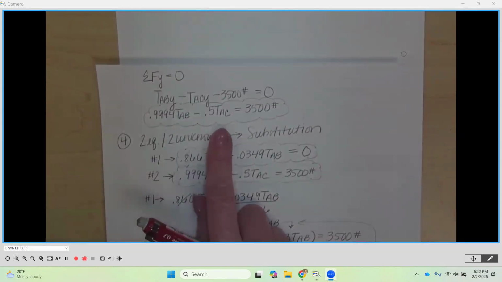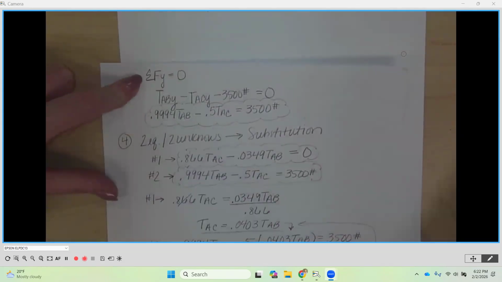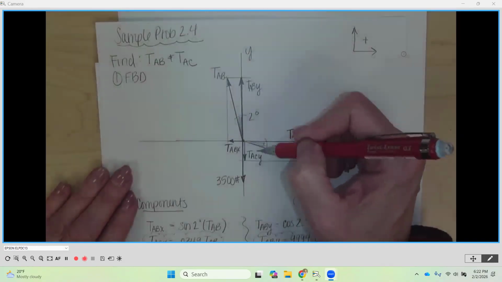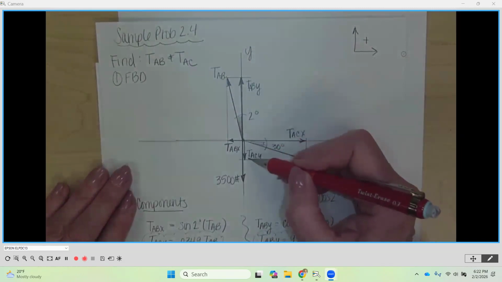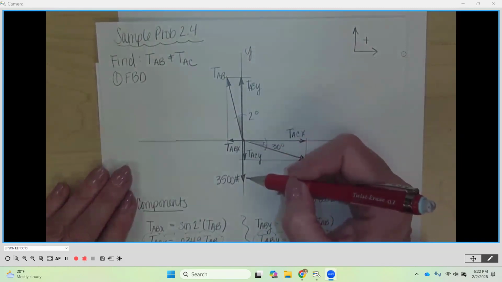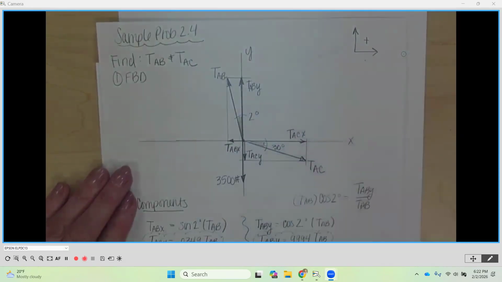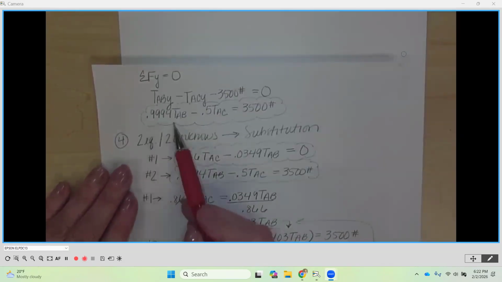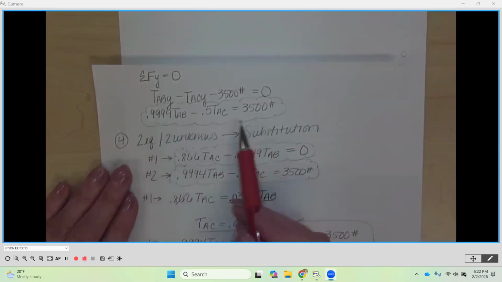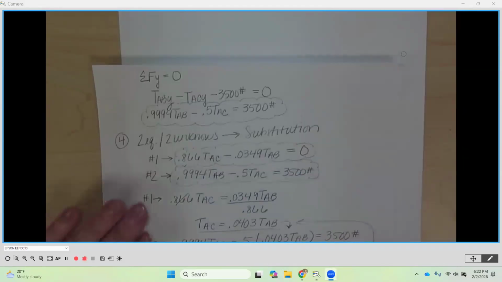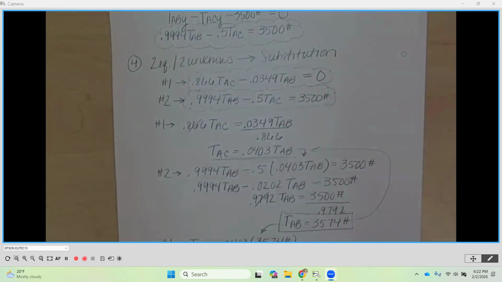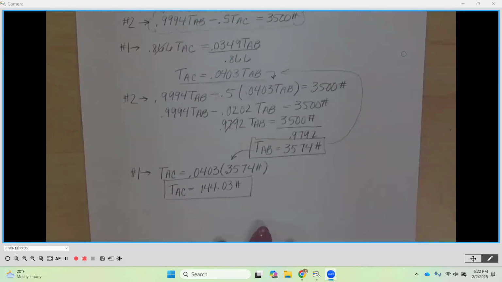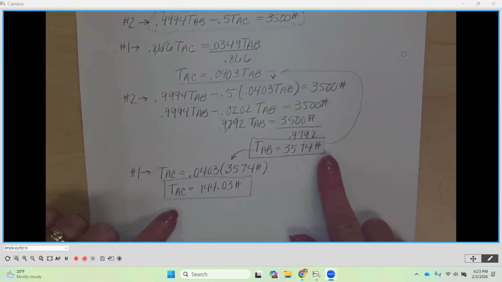We then went to our second equation of equilibrium, sum the forces in the Y equals 0. We looked at that vertical axis and we had three forces here, a positive TABY, a negative TACY, and a negative 3,500 based on our convention. We solved as far as we could, but we ended up with two unknowns, TAB and TAC. They were the same two unknowns as our first equation, so then we could use the two equations, two unknowns substitution method to solve for those two variables. Okay?